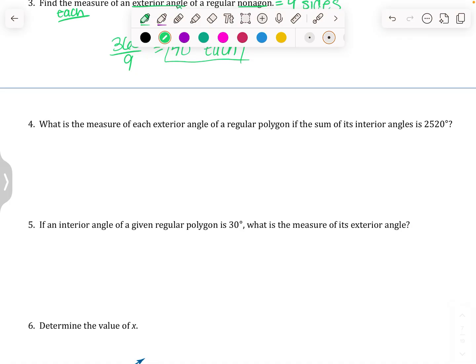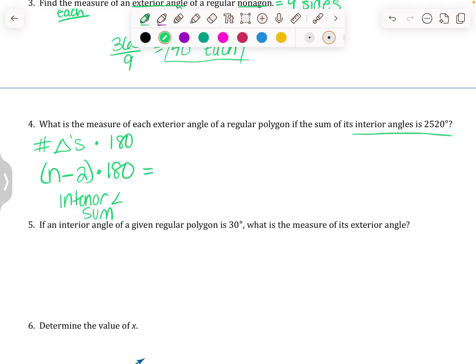What is the measure of an exterior angle of a regular polygon if the sum of the interior angles is 2,520 degrees? So we're going to have to work backwards a little bit. Remember that for the interior angles, we need to figure out the number of triangles it has, and then take it times 180 degrees in each triangle. Remember, we find the number of triangles inside a shape by taking the number of sides minus 2 and then timesing it by 180.